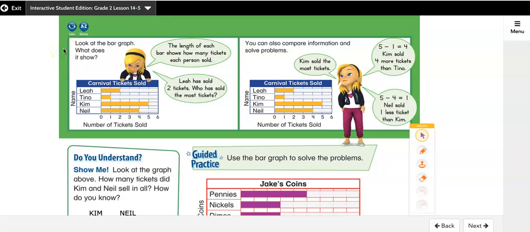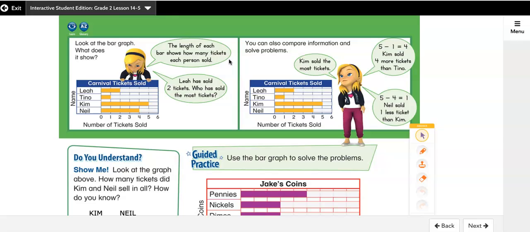All right, on to the guided practice. Up here it says, look at the bar graph. What does it show? So when I come down to my graph, I see that it's titled Carnival Tickets Sold. They've listed the name of the students who sold the tickets on the side, and then they've labeled the numbers down here, number of tickets sold. So our friend says, the length of each bar shows how many tickets each person sold.